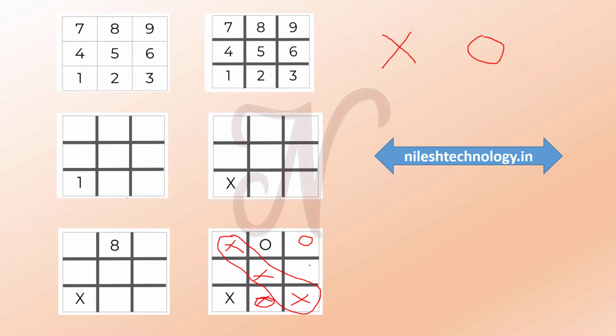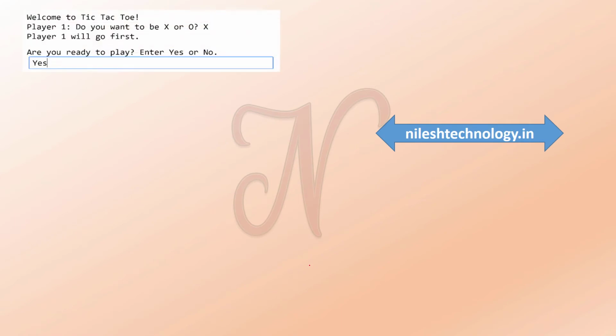So see here, what is my output? The output is like this. This is your welcome message. Player 1, do you want to be X or O? Here player 1 chooses X, which means player 2 automatically gets the other symbol, O. Player 1 will go first. Are you ready to play? Enter yes, then type here.